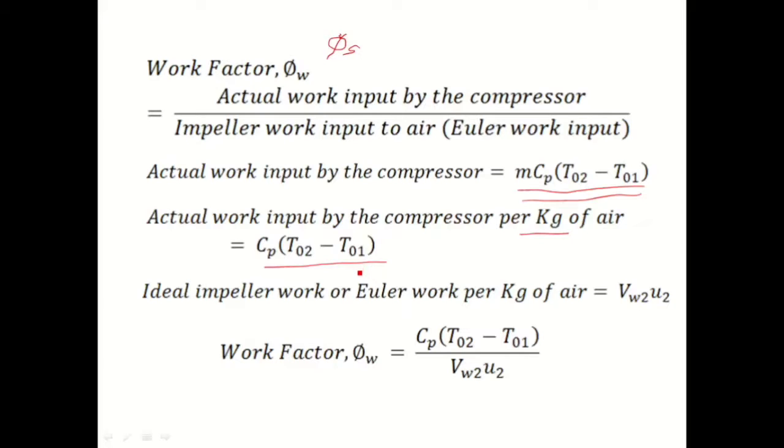Ideal impeller work or Euler work per kilogram of air is equal to VW2 into U2. So the ratio of the actual work input, Cp into T02 minus T01, divided by VW2 into U2, gives the work factor, represented by phi W.